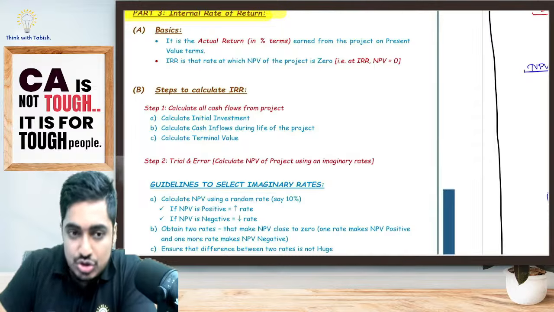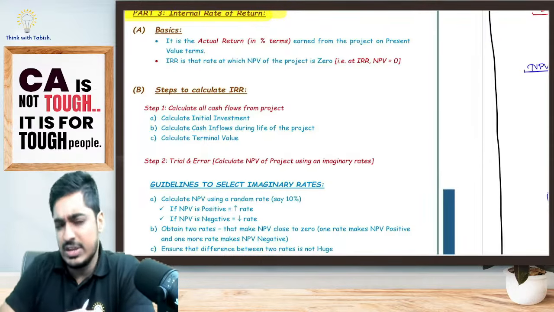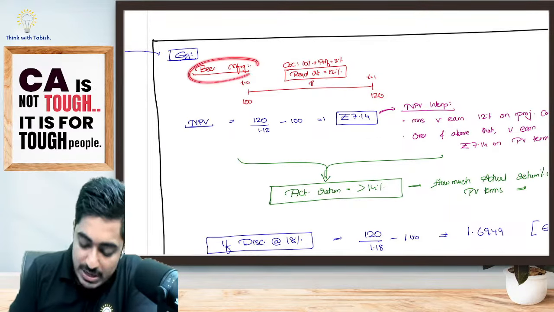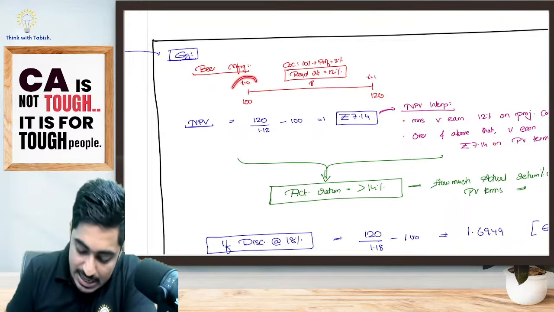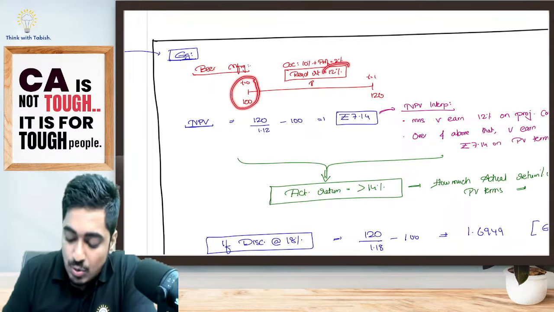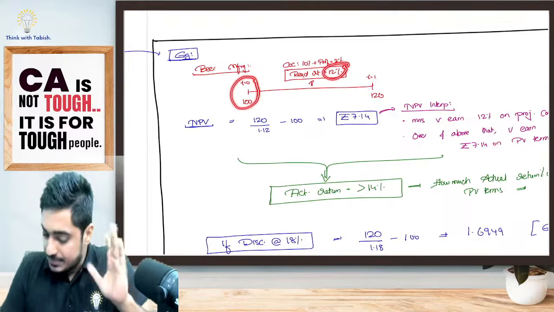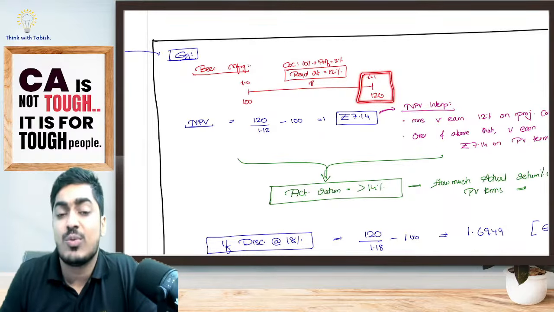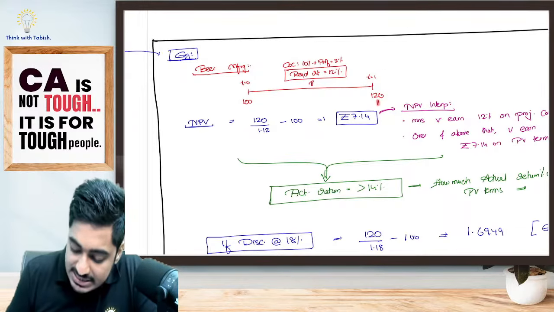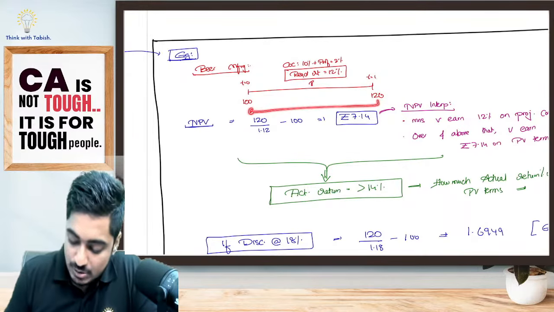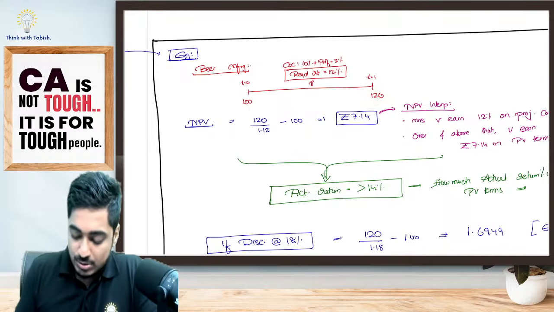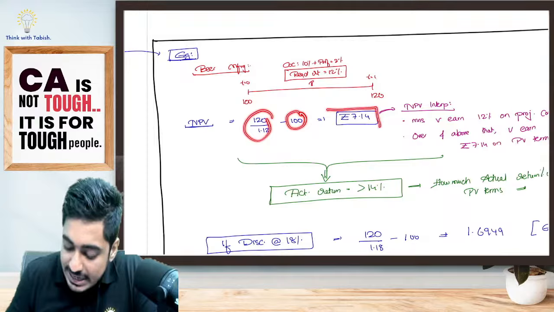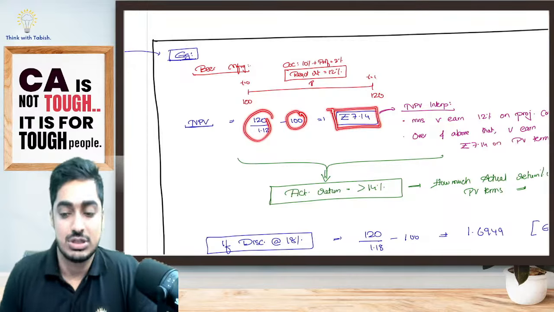IRR means actually how much percent return we want. Very simple, look at this example. Imagine I decided I am going to manufacture beer. 100 rupees I have invested, and I want 12% return. At the end of 1 year, this beer I sold and I earned 120 rupees. I will discount it and calculate NPV. I will do 120 divided by 1.12, that is the present value of cash inflow, minus 100. I get my NPV as 7 rupees positive.